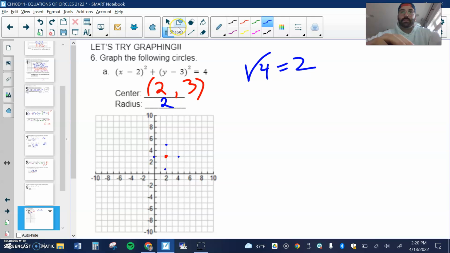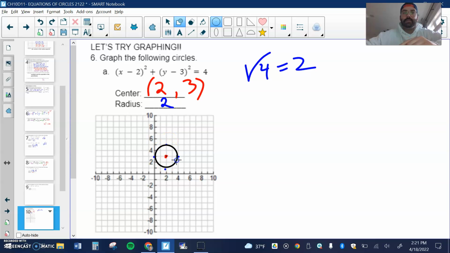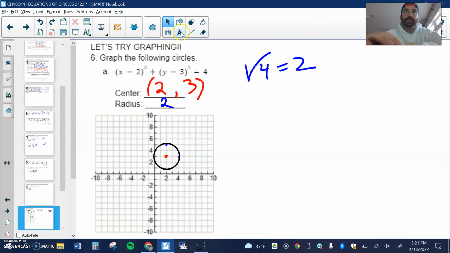Okay, I'm going to use the circle tool. You can freehand it, but I just want you to show me. If this were a test question, I would need to see something like this. Obviously your circles aren't going to be drawn perfectly. Mine was pretty perfect because, well, I cheated. I used the circle tool.